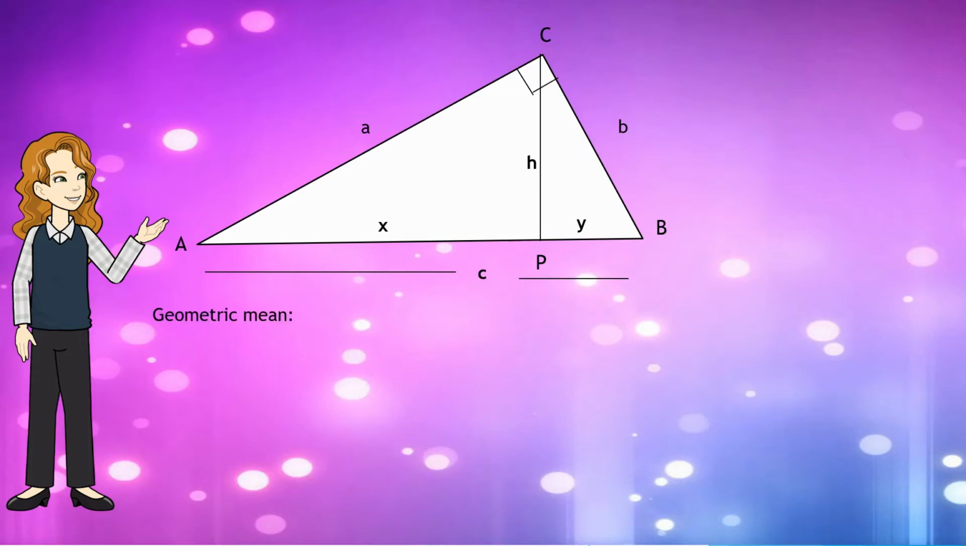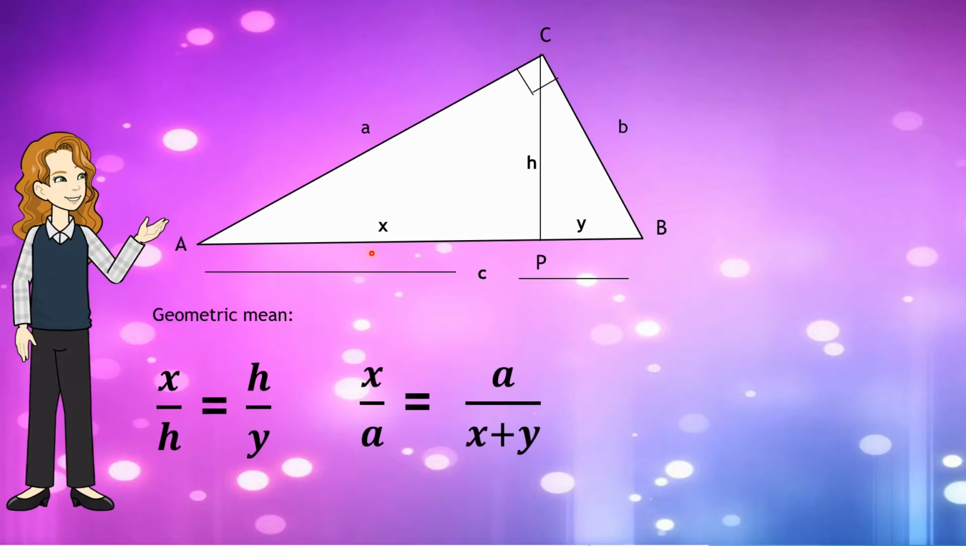Then we're going to get the geometric mean. So our geometric means are the altitude and the two legs. First we get the altitude: X over H is equal to H over Y. The next one is X over A is equal to A over X plus Y. And then Y over B is equal to B over X plus Y. So that's our geometric means.